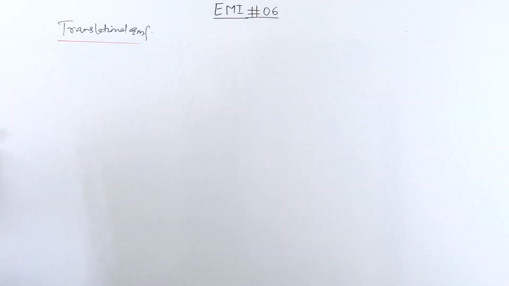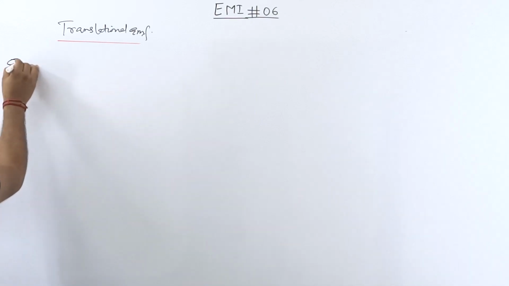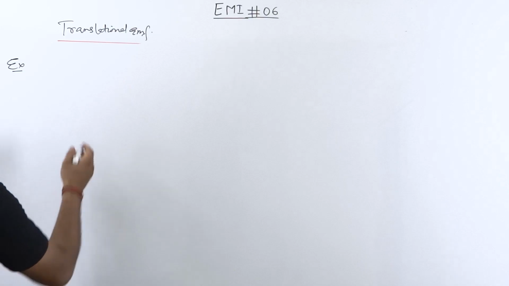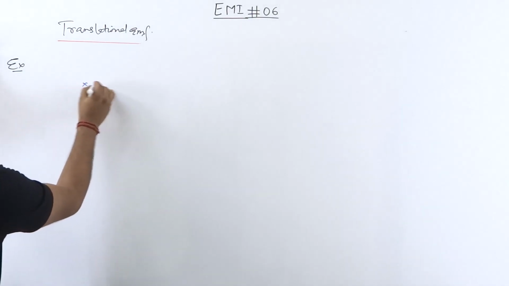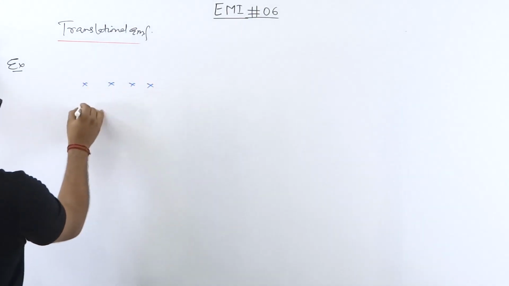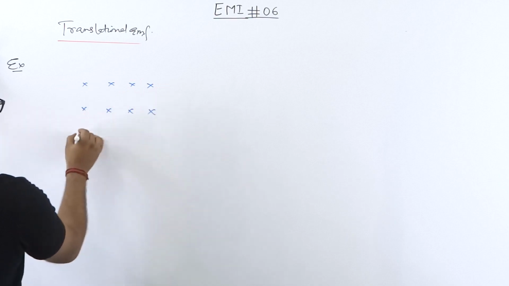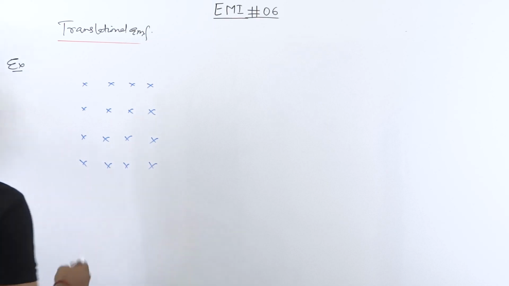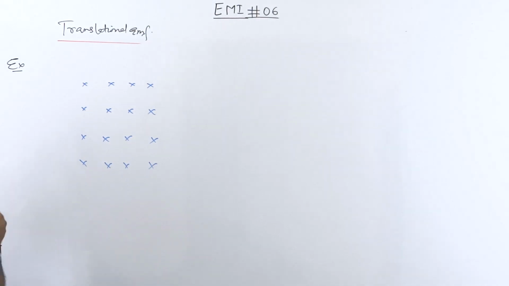So when we talk about the translational EMF, let us have an example, children. You should understand a small example. Let us say that I have a magnetic field existing, let's suppose like this. There is a magnetic field, and here we have ticks, and let's suppose like this. I have a square loop.